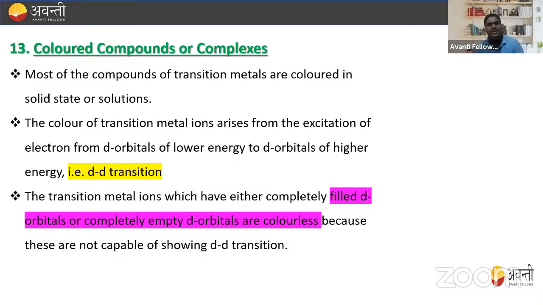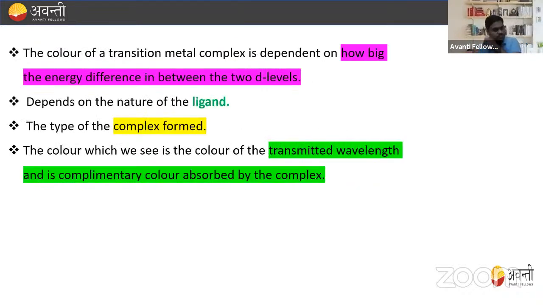So in such cases, the d-d transition is not possible, and due to this, they are not capable of showing d-d transition, and thus they are colorless, right? Most of the compounds of the transition metals are colored, and why? Due to the d-d transition. For this, we need unpaired electrons. So transition metal ions which have either completely filled d orbitals or completely empty d orbitals are colorless because they are not capable of showing d-d transition.